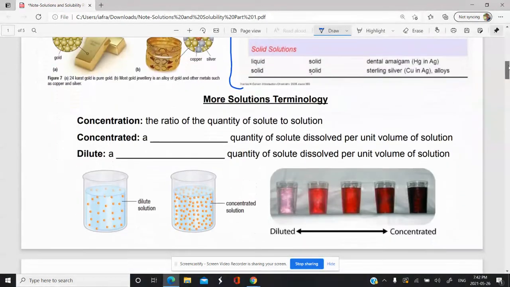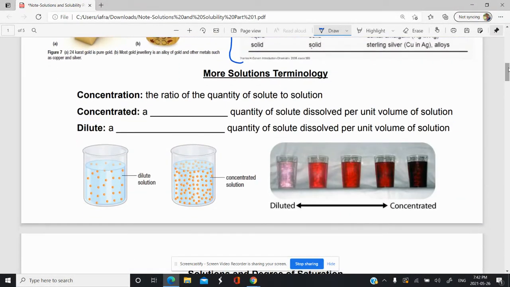And then we finished off by taking a look at the terminology of concentration, concentrated, and dilute, where we looked at concentration as the ratio of the quantity of solute to the solution. So later on, we're going to learn about this type of concentration called the molar concentration. The molar concentration is C = n/V, where n is the moles of solute and V is the volume of the solution. So that's an example of what concentration means.